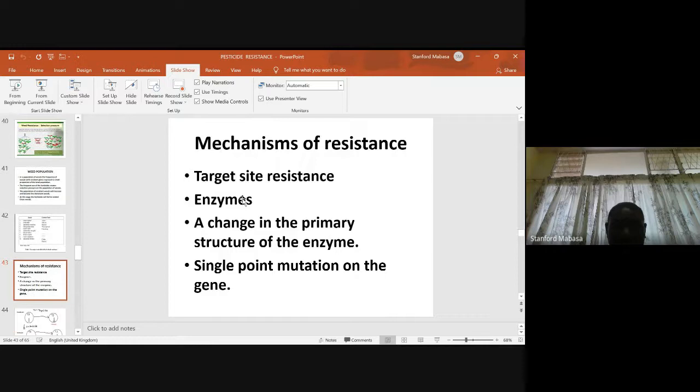So let us briefly talk about mechanisms of resistance wherever these have been reported. What can account for resistance could be the target site resistance. It could be the enzymes. It could be a change in the primary structure of the enzyme. Or it could be mutation, a single point mutation on the gene, some changes which may take place on the genes may lead to resistance.